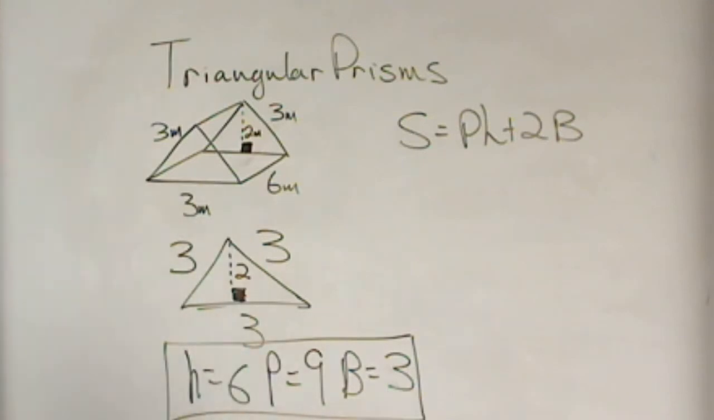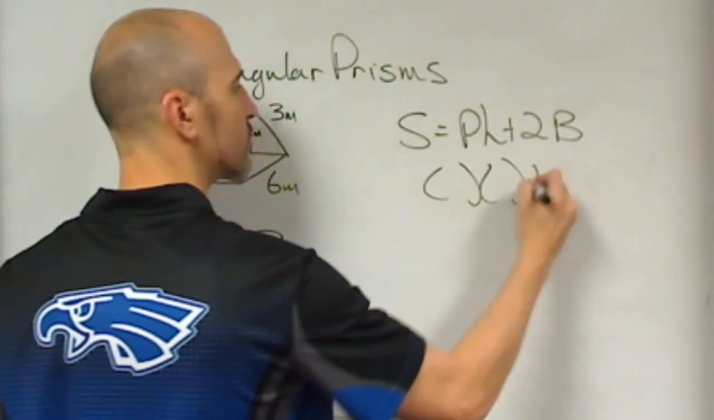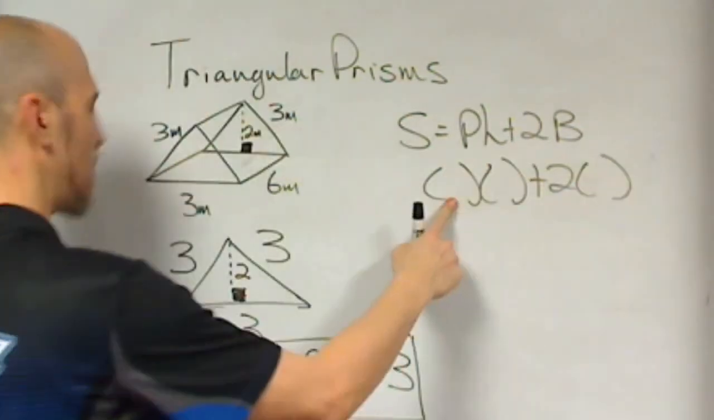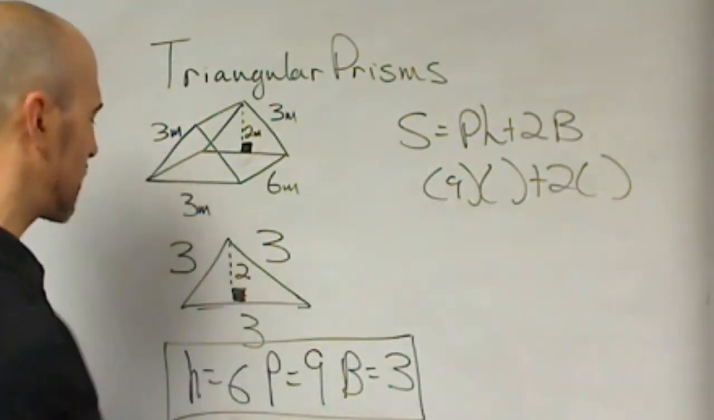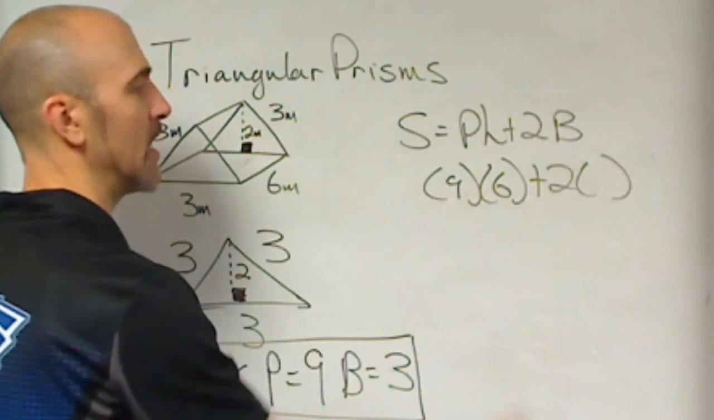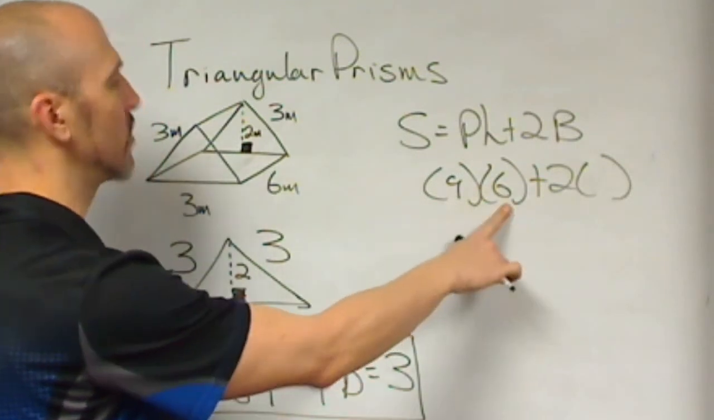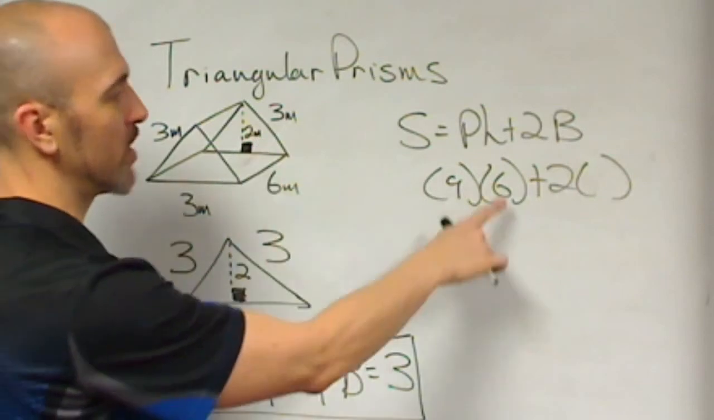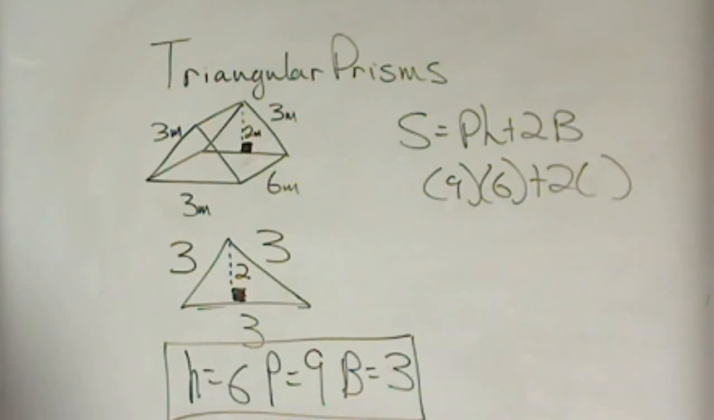Now I have everything I need to throw into my formula. So here we go. Big P is 9. The height is 6. And this, like I said, is where all the mistakes are going to be made. A lot of kids will put 2 here, the height of the triangle, in place of the height of the prism. And that's where the mistakes come in. And then area of the base is 3.